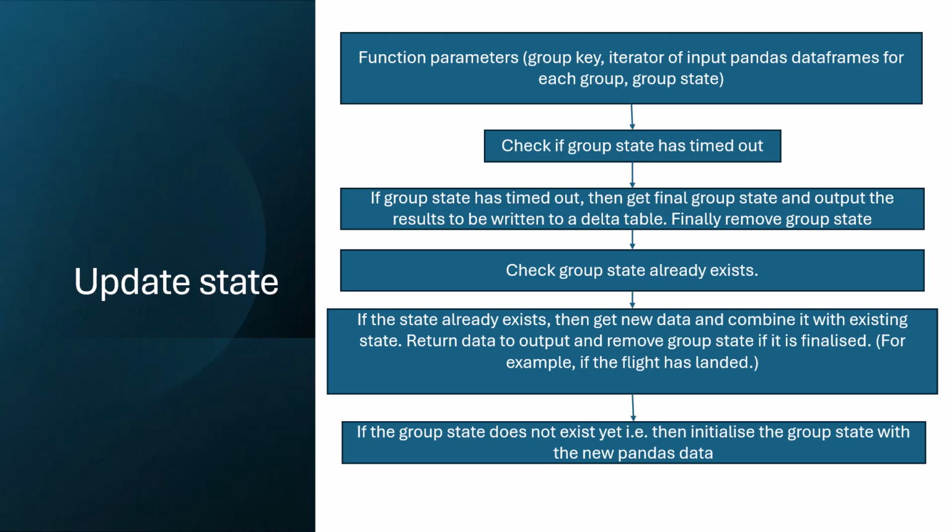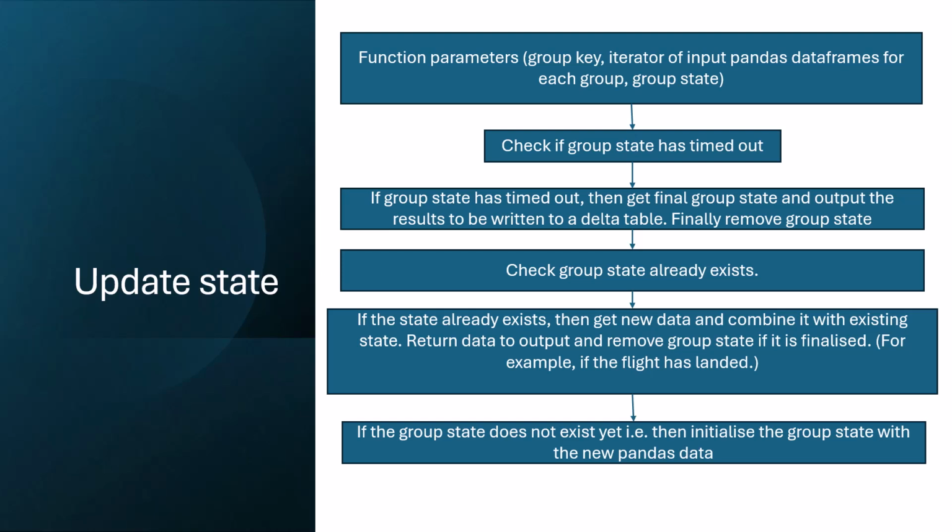So for example, if we set our group to time out after 5 hours because all our flights are only lasting 2 hours, then we'll check to see if that timeout has happened. If it has, then we would get rid of the group. So if that state has timed out, then we're going to go and grab that final tuple out of the group state, and we're going to output those results to our delta table, and then we're going to remove or delete that group state from memory so we don't keep building up a larger and larger set of data in our group state.